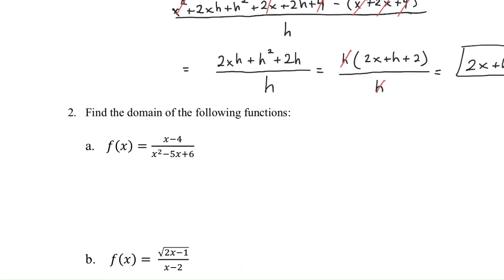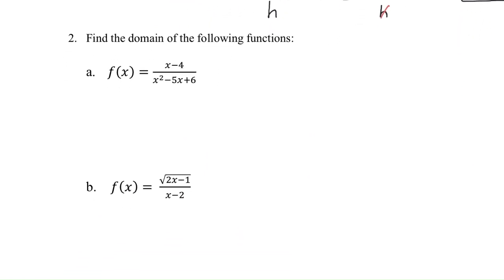Question 2 is also from section 2.1, finding the domain of a few different types of functions here. What we talked about for these functions, rational functions, is we need to first focus on the denominator because that's where we're going to have exclusions from the domain, and it needs to be in factored form. So first step would be to factor the denominator. And that's going to factor into x minus 2, x minus 3. So from that, we can conclude that x cannot equal 2 and x cannot equal 3.